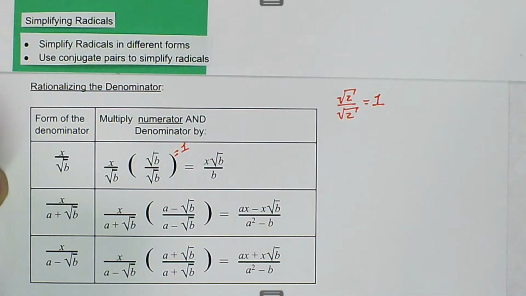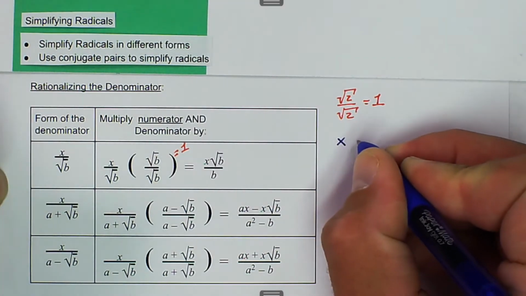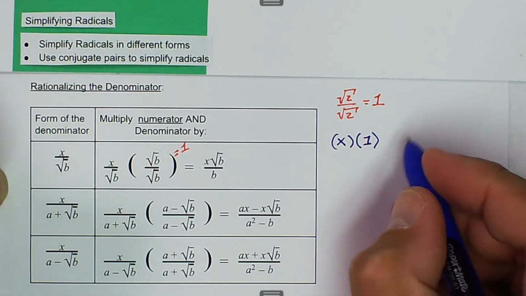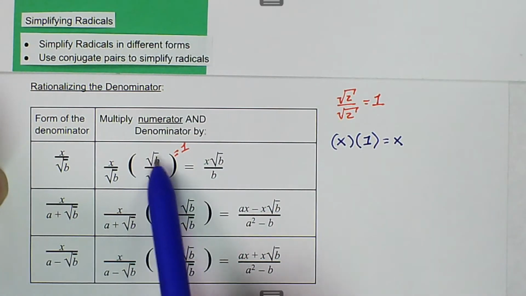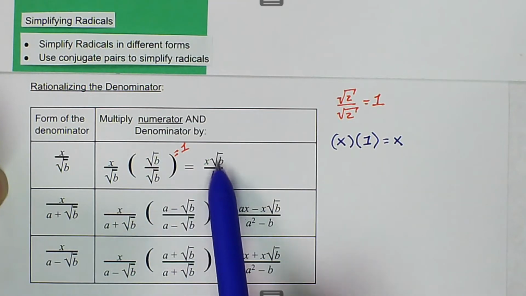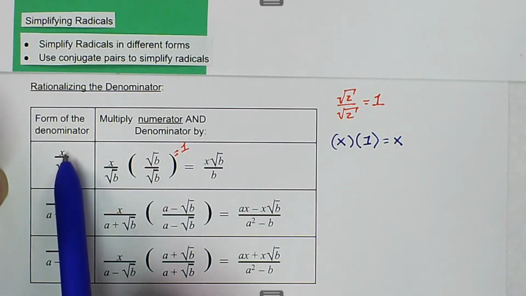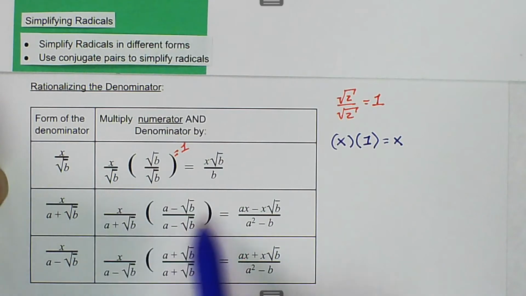And the reason that it's important to understand that we're just multiplying by 1 is because if we said x multiplied by 1, does that change the value of x? No, that is still x. Now in this case, we multiply by the square root of b over the square root of b. It's going to change the way that it looks. We can see that over here it says x times the square root of b over b. And over here it says x divided by the square root of b. They look different, but the values are still the same. The value does not change.